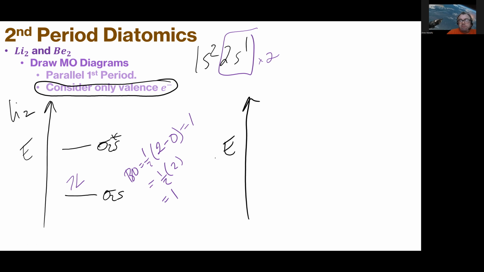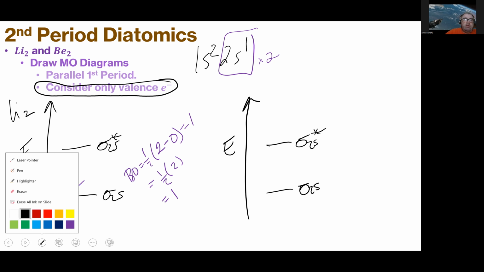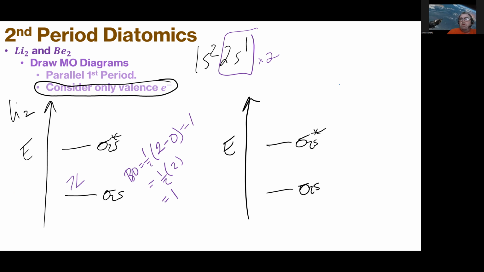All right, so again, we have to draw our energy axis. Same idea, sigma 2s, sigma 2s star. And Mr. Beryllium here has 1s2, 2s2, so 2 valence electrons times 2 is 4 electrons total. You get where we're going, I hope. 1, 2, 3, 4. Well, the anti-bonding cancel out the bonding, so this should have a bond order of 0. Let's prove it to ourselves. 1/2 of 2 minus 2 is 0.